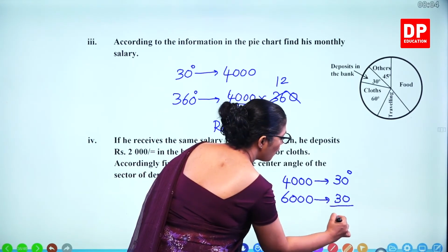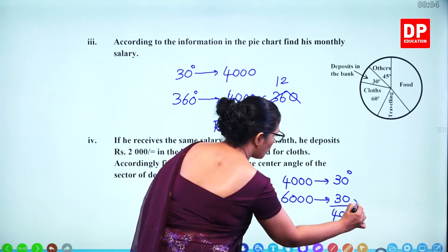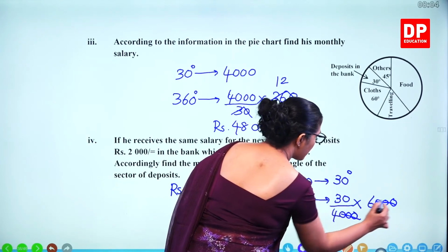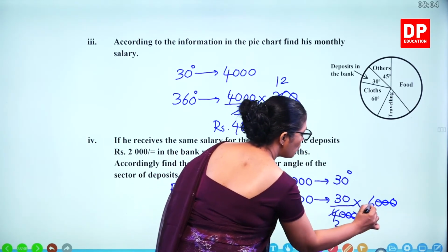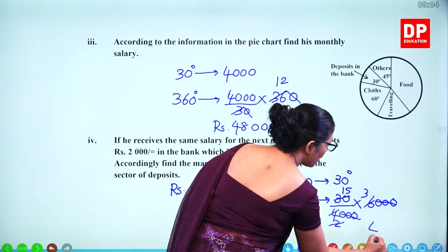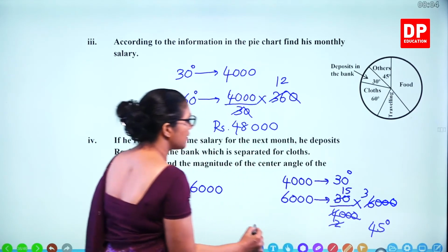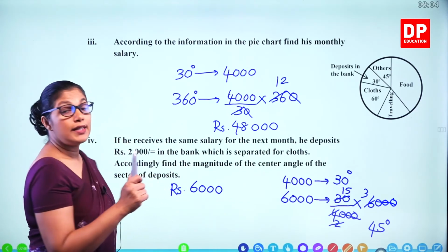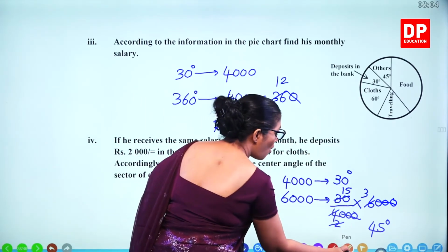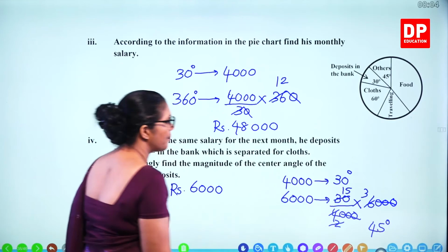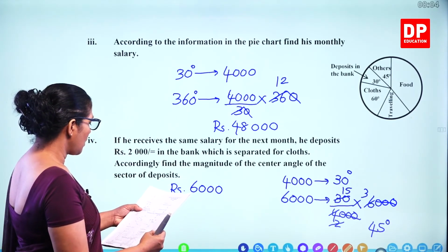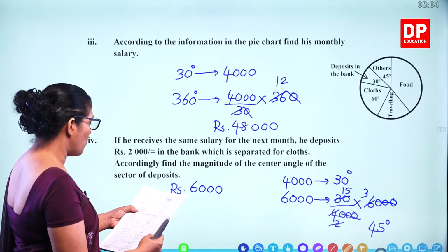30 divided by 4,000 into 6,000. 3 zeros get cancelled out. 2 times 2, 2 times 3, 15 times 3, 45 degrees. So the new angle here is not 30 now, 45 degrees. So how many marks for that? So total amount, that's 2 marks.